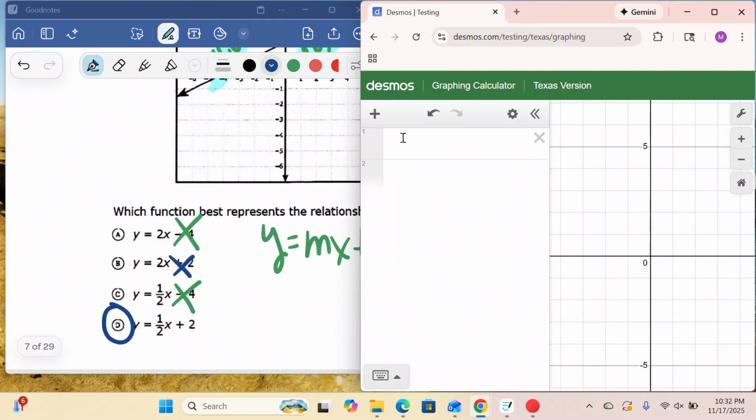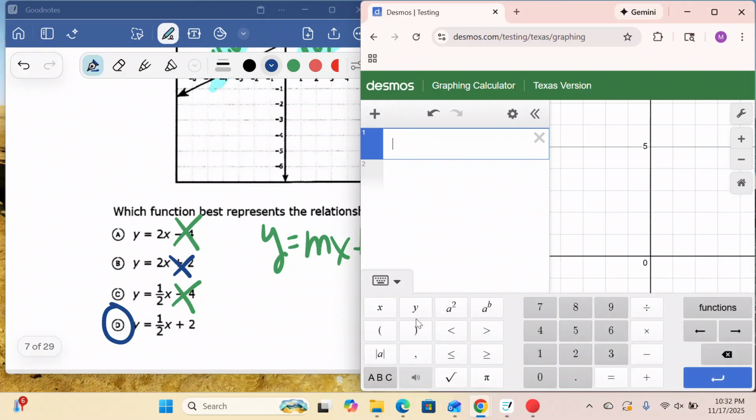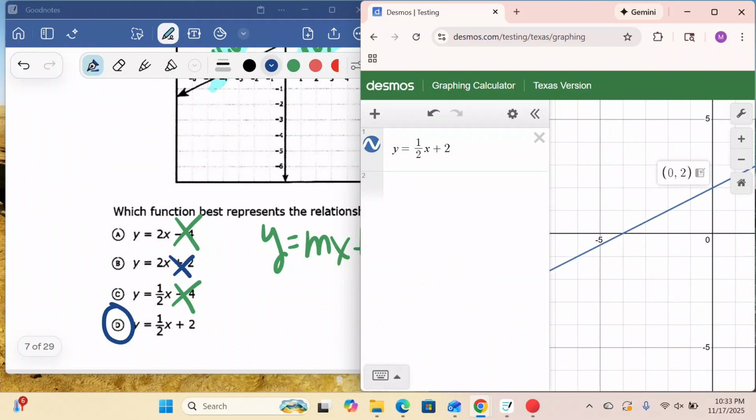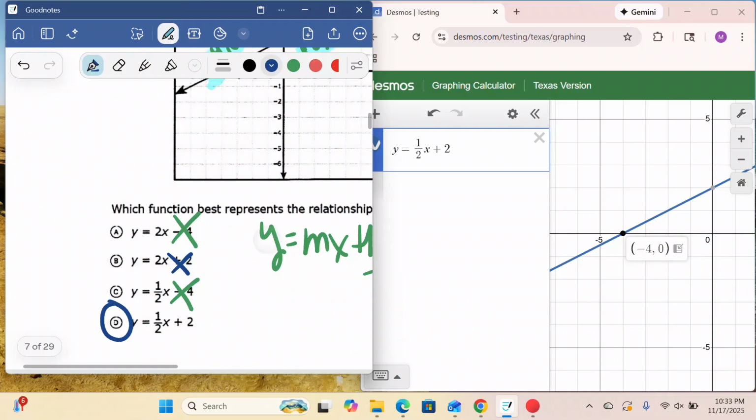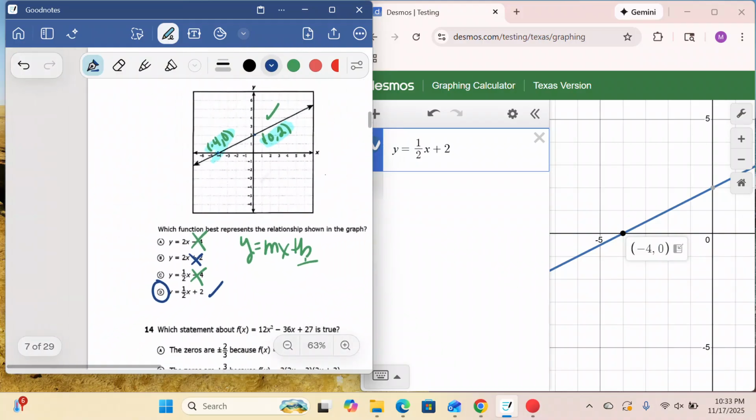So I'm going to input 1/2 x. And is it okay to put y? Yes, I can put y equals, because Desmos likes y equals mx plus b. 1 divided by 2, and then I do my space, and then I put my x, and then positive 2. And then I'm going to check. 0, 2 is my y-intercept. You are correct. And then negative 4, 0, which is this, is my x-intercept, which is correct. So that is our answer, letter D.